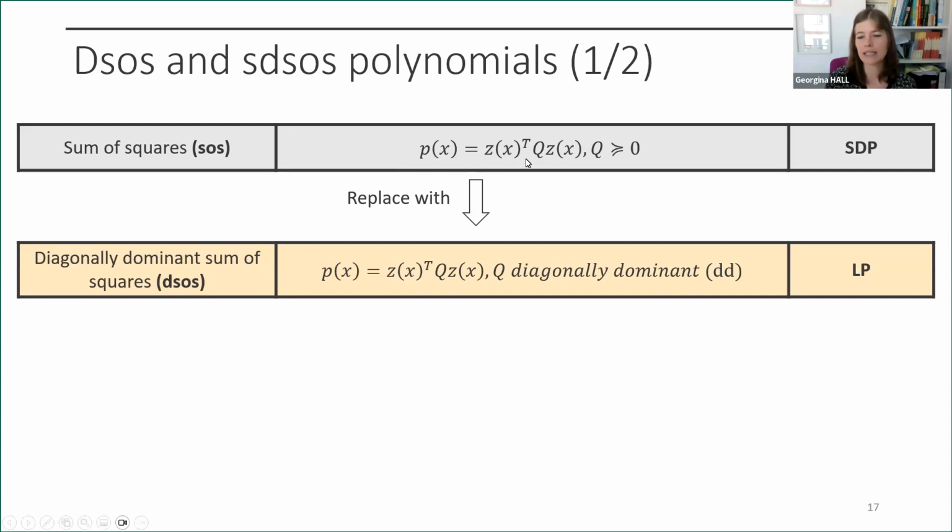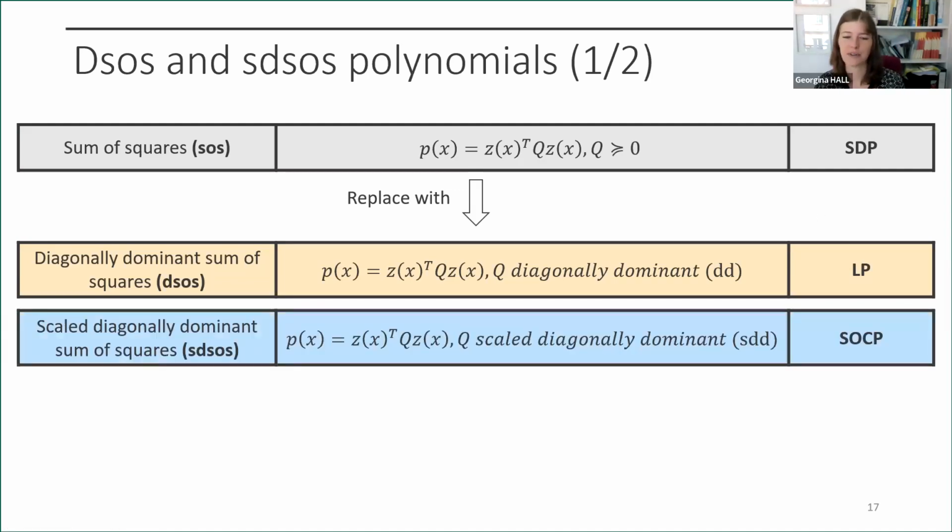So that just means that instead of requiring that Q be positive semi-definite, I'm going to require that Q be DD (diagonally dominant). This is a lot cheaper as an optimization problem to solve, because now instead of being a semi-definite program to solve, my sum of squares program is going to become a linear program to solve.